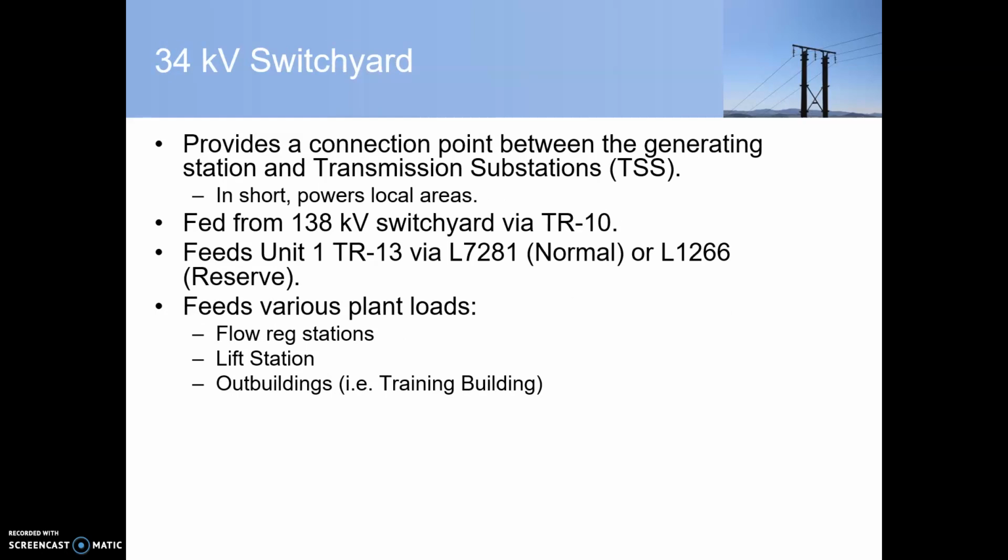Our 34 kV switchyard provides a connection point between the generating station and the transmission substations. In short, we power local areas. It's fed from the 138 kV switchyard via transformer 10. It also feeds transformer 13 via line 7281 or line 1266. The 34 kV switchyard feeds various plant loads. These include the flow regulating station, the lift station, and some outbuildings. For example, the training building.